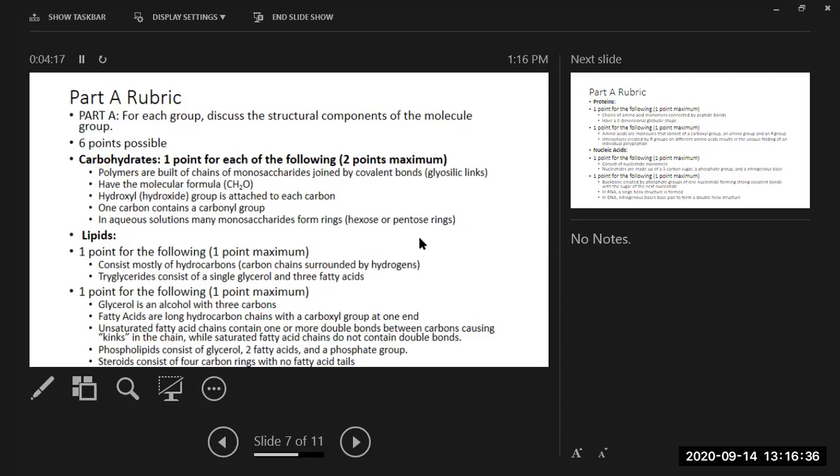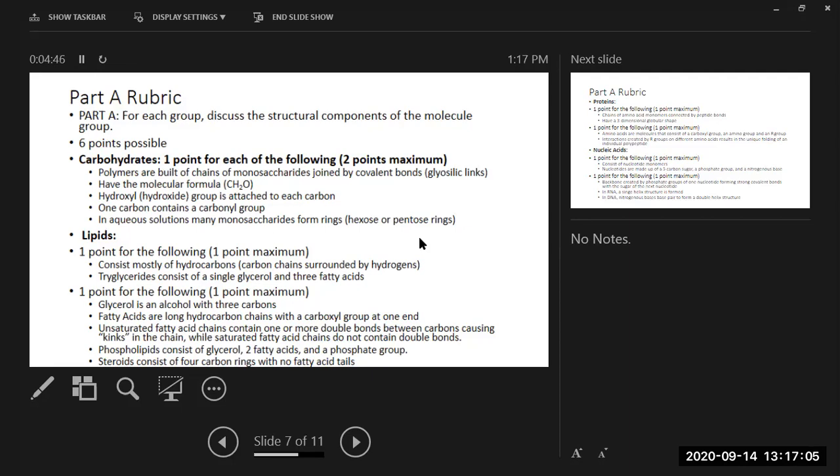You could have said phospholipids consist of a glycerol, 2 fatty acids, and a phosphate. Now, for the phospholipids, if you did not say glycerol, it's okay. You didn't need to. But you do need to mention the 2 fatty acids and the phosphate group. And then you have steroids. They consist of 4 carbon rings with no fatty acid tails. I vividly remember saying that during our notes on lipids. Steroids, and I drew a 4 carbon ring structure.